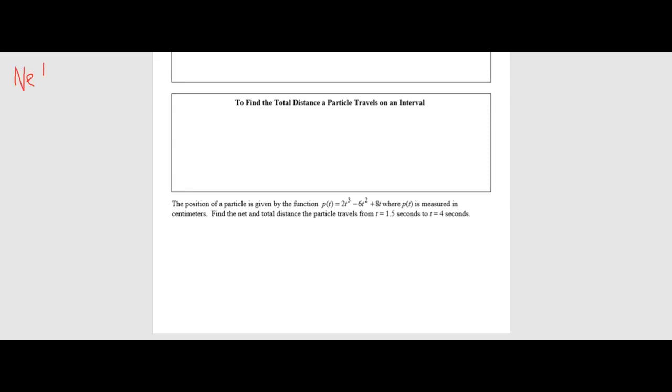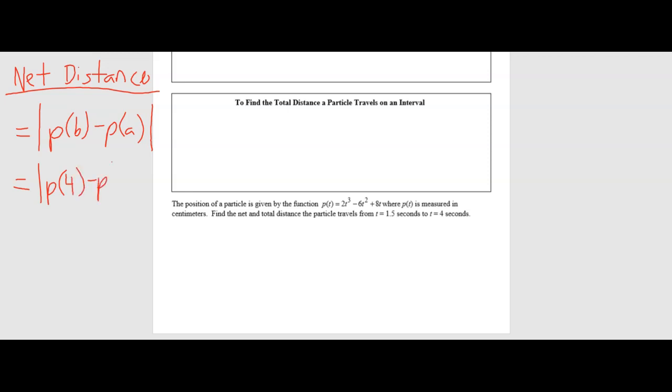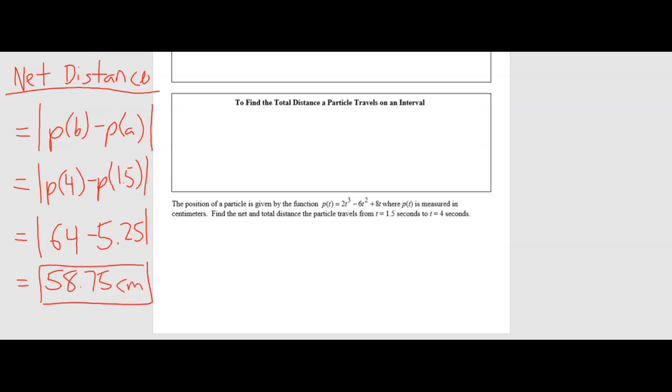Well, the easier one, as we talked about, is net distance, because we just take the absolute value. Net distance is equal to the absolute value of the ending position minus the initial position. And remember, you could switch those because we're doing the absolute value. So really, we just need to substitute into our function. I'm going to get P of 4 minus P of 1.5. That's going to give me the absolute value of 64 minus 5.25. That's going to be positive anyway, so that's going to end up giving us 58.75 centimeters. That would be our net distance.